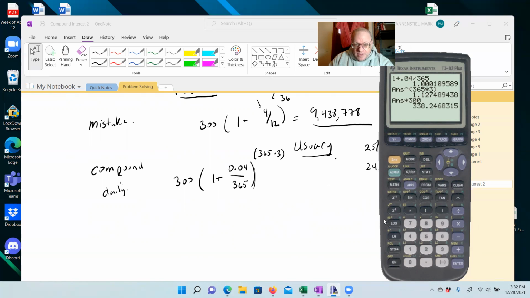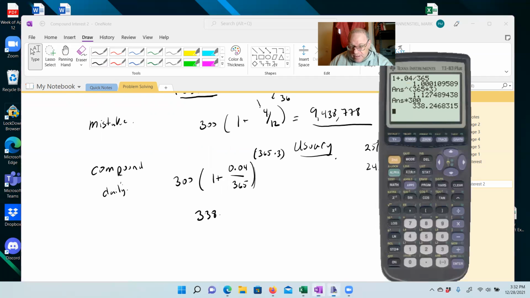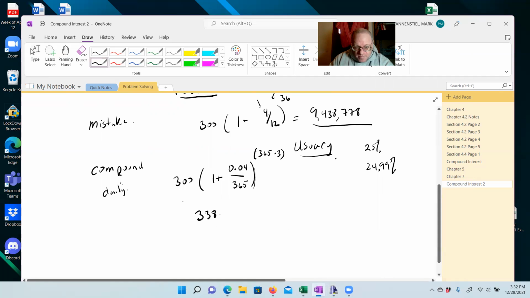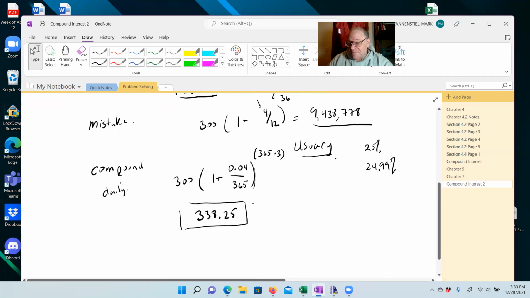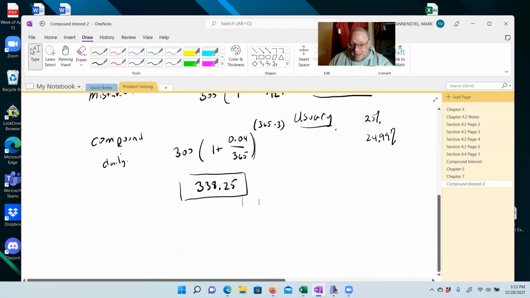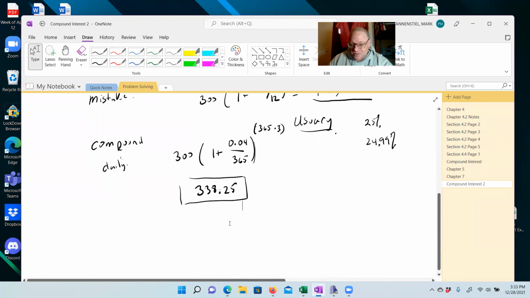Now look at this. We got $338.25. Going from monthly to daily increased this by about 7 cents. It's not the number of compounding periods per year that's going to screw you over, it's the interest rate that's going to screw you over. So even though it's compounded more often, always go for the lower interest rate. I think that's a good intro to compounding interest.